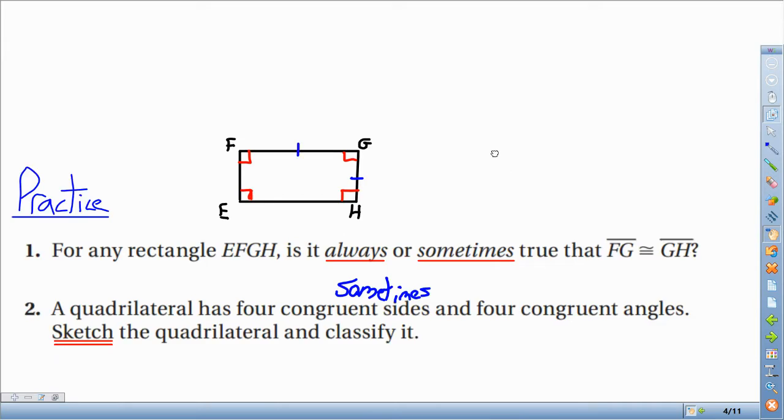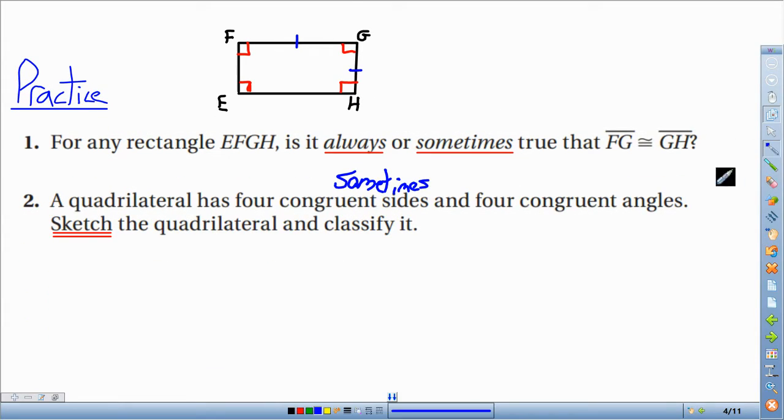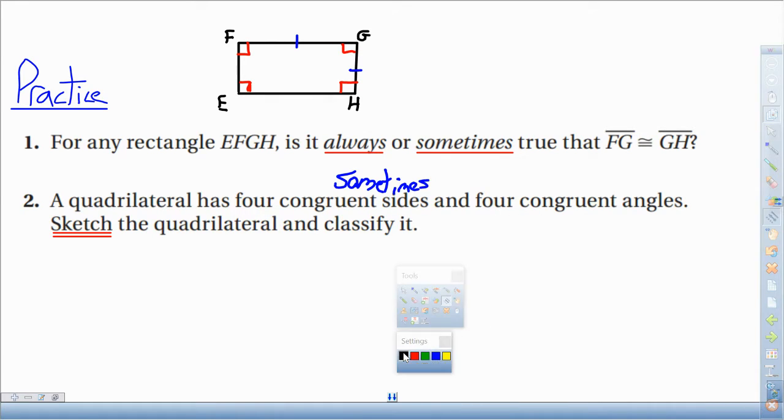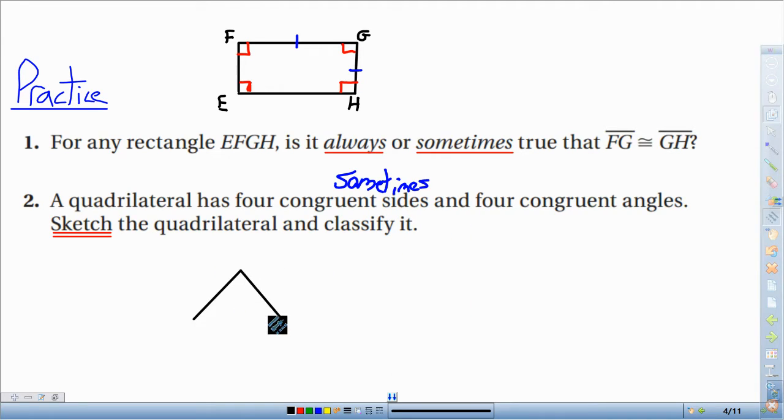Okay, cool. Let's go down to number 2 here. It says a quadrilateral has 4 congruent sides, 4 congruent angles. Sketch it. So let's go ahead and just draw it. So 4 congruent sides, 4 congruent angles. So I'm just going to draw a generic looking quadrilateral. It doesn't matter which way it's tipped. It doesn't matter if you drew it like a box like this. That's exactly the same thing. All right, but let's see what happens.